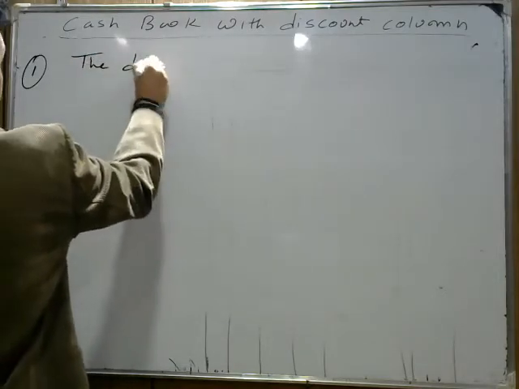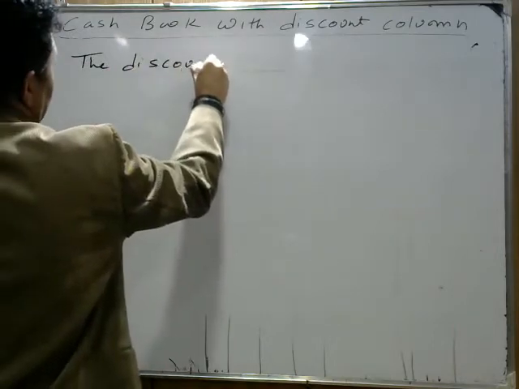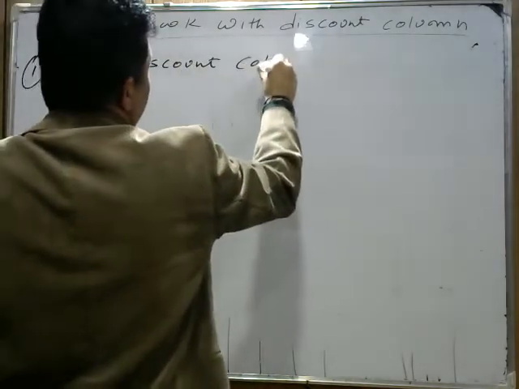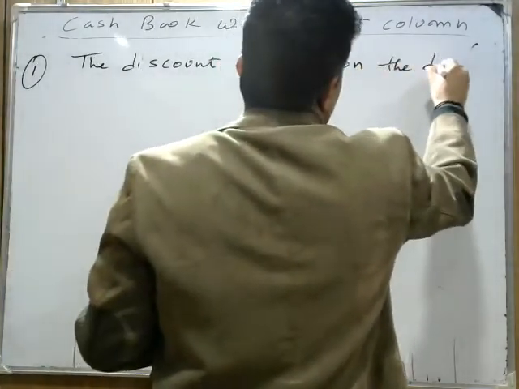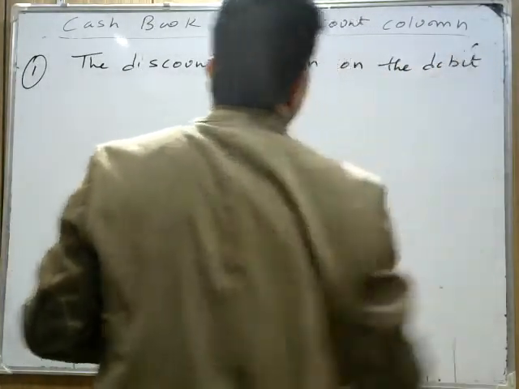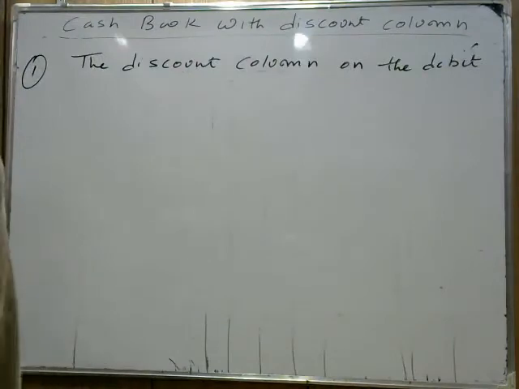The discount column on the debit side. This is an important part to note, so please note it down very carefully and understand it. The discount column on the debit side of the cash book.